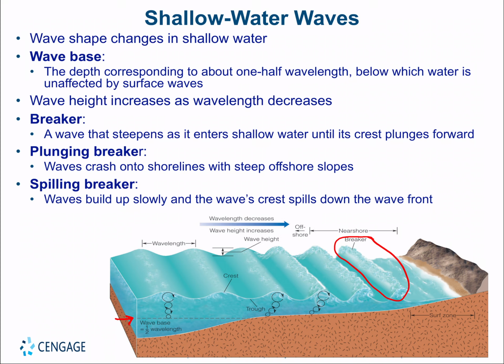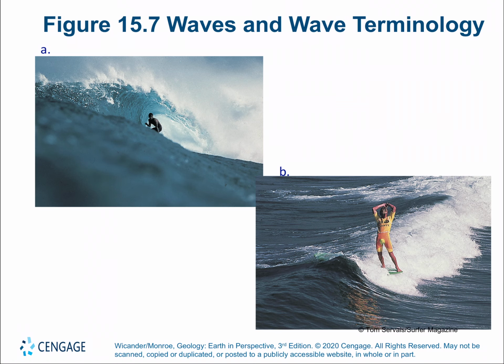So it breaks. A plunging breaker is one in which the wave is going to crash onto the shoreline with steep offshore slopes. A spilling wave is going to be a wave that's going to build up slowly, and the wave crest is going to spill down the wavefront. So you can see in figure A, we're showing a plunging breaker. In figure B, we're showing a spilling breaker.